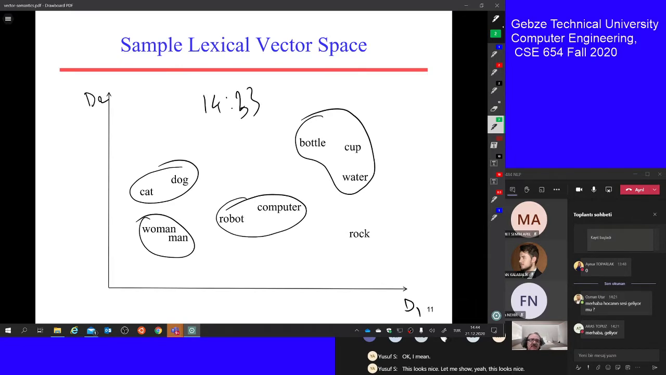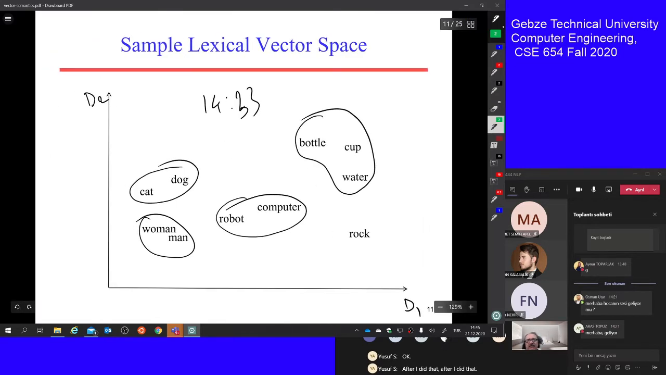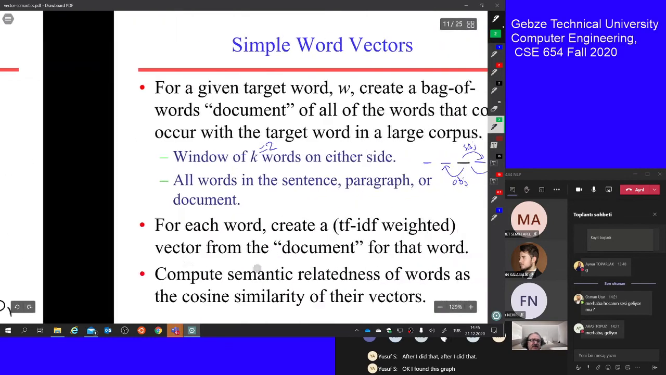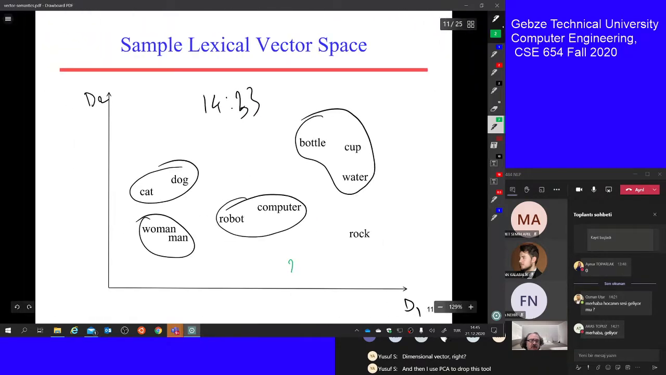I did the algorithm here. That was fine. After I did that, I formed this graph using the PCA. This one gave me 40,000 dimensional vectors, right? And then I used PCA to drop this to a two-dimensional world. And in this two-dimensional world, I started seeing this. This looks nice, but how do I know that I am doing good?